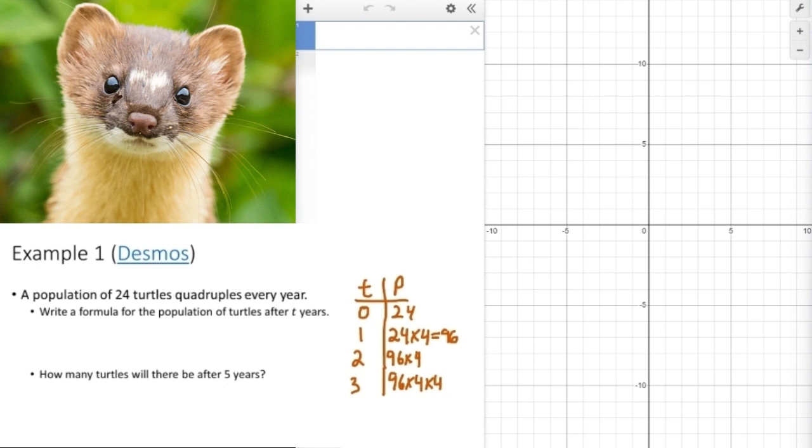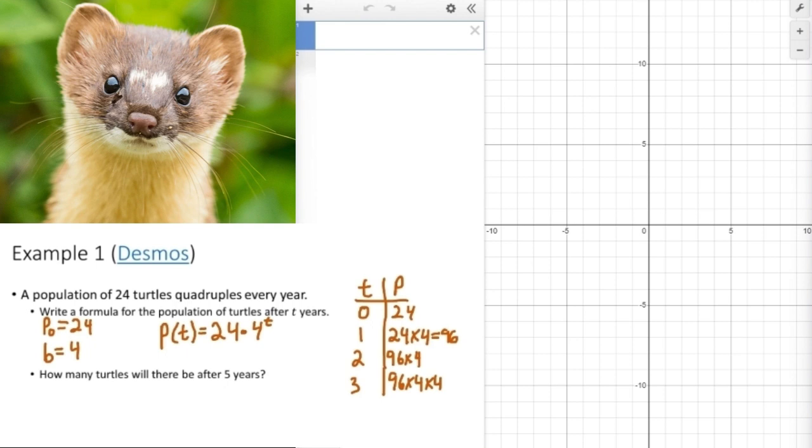So to write our formula, we want to identify our initial population, P0, and our growth factor, b. In the problem, they tell us we start with 24 turtles, and they tell us our growth factor is 4, so b will equal 4. So using our model, our population P of t will equal our initial population, 24, times, and for exponential growth and later decay, I am going to put a dot for multiplication, so that way we don't make any confusions with the base of our exponent. Then our growth factor 4 raised to the t power.